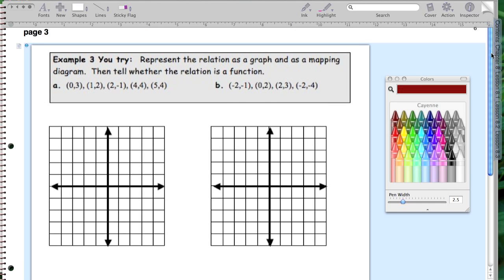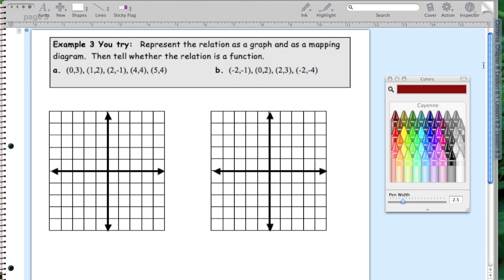All right, last two examples, just to bring it all together. They want us to represent the relation as a graph and a mapping diagram, and then tell whether the relation is a function. So I'm going to go in and label my coordinates, my axes rather, and put a 0 in for the origin. And I'm going to plot the points. So for part A first, I want to plot (0, 3), (1, 2), (2, -1), (4, 4), (5, 4). If you want to go ahead, try this part on your own, and then check it with me and see if you're getting the same points.